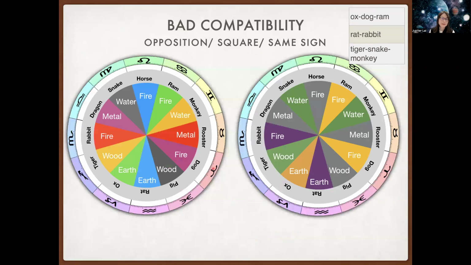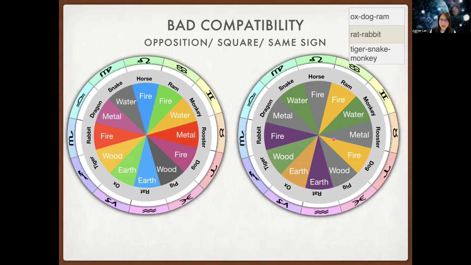And for bad compatibility, it's easy if you find you are in a year which is in opposition to your year. For example, if you are a dog, then it is not good in the year of the dragon. Next year would be the year of the snake. Then if you were born in the pig year, then it is not compatible. So this is very easy to understand.